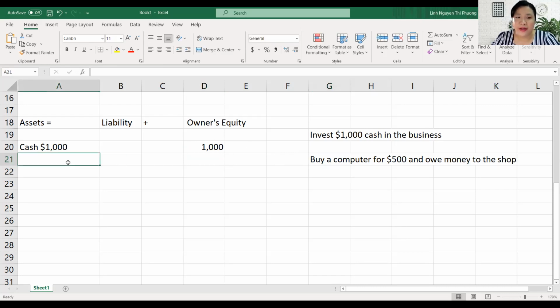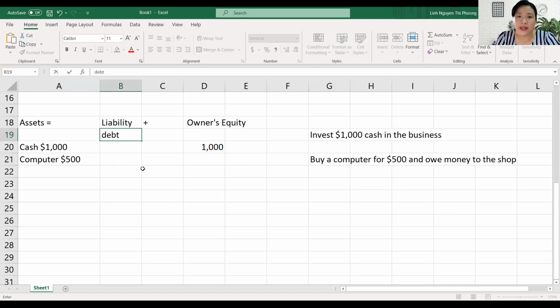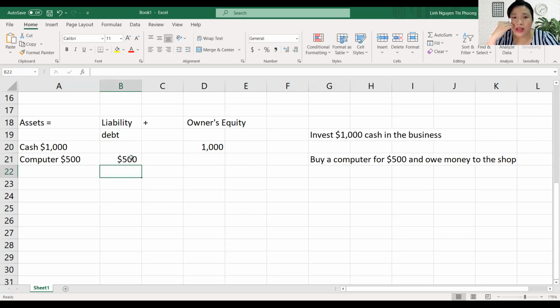So now I have an asset, which is the computer. Okay, computer is an equipment. So I have an asset of $500, but I owe money to the shop. So it means I have a debt, right? Liability means debt. So I have a debt or a liability of $500. Okay, so you can see that assets always equal liability plus owner equity.